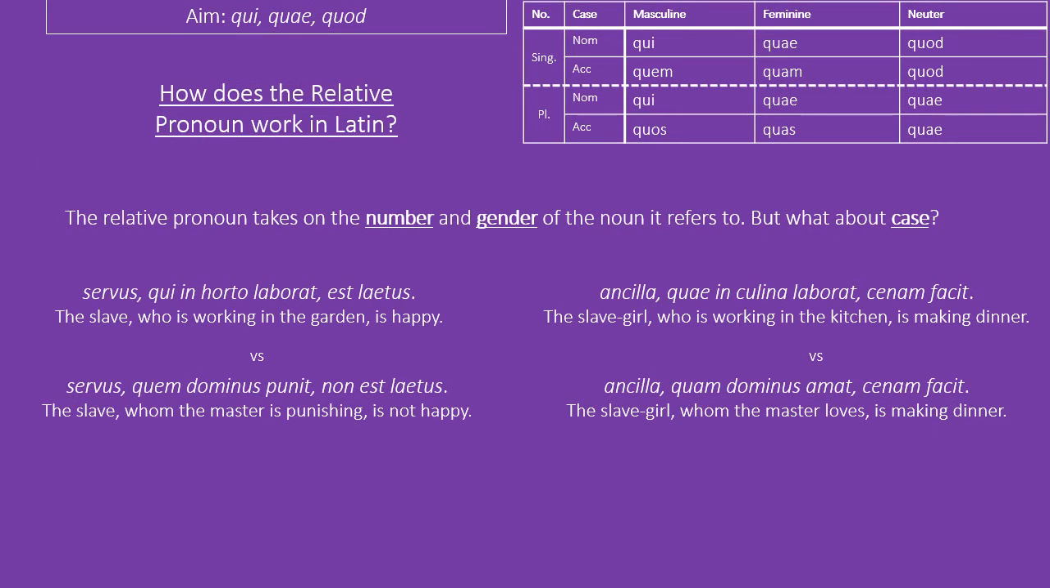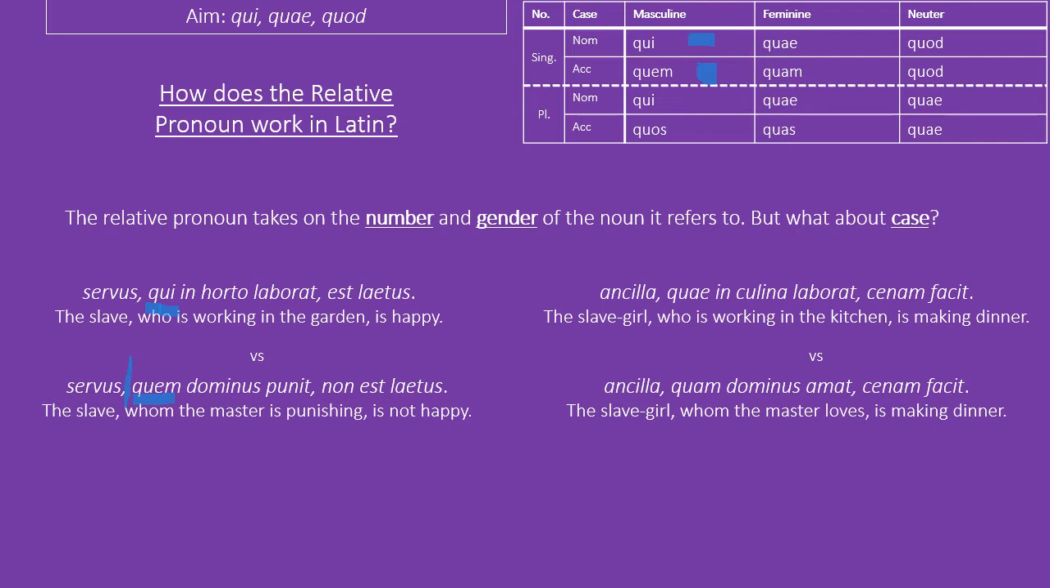But what about case? Well, let's have two different sentences here which have got slight variations on each other. And we can see if we go to the sentence on the left, we have quae versus quem. What is the difference between what's going on here? Well, in the first sentence, the one we've seen, quae is going to have to be nominative. It's probably going to be singular and masculine because there's only one slave. Quem is here in the accusative. So if you imagine what that means, if we wrote out that sentence separately, it'd be something like servum, because it's just accusative singular. The slave whom the master is punishing is not happy.